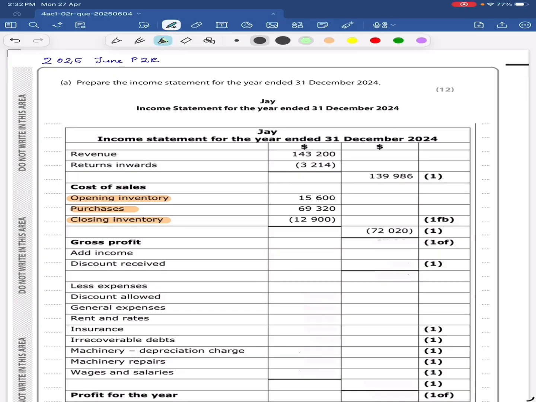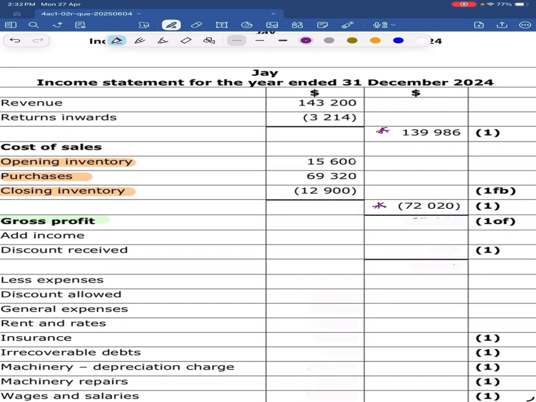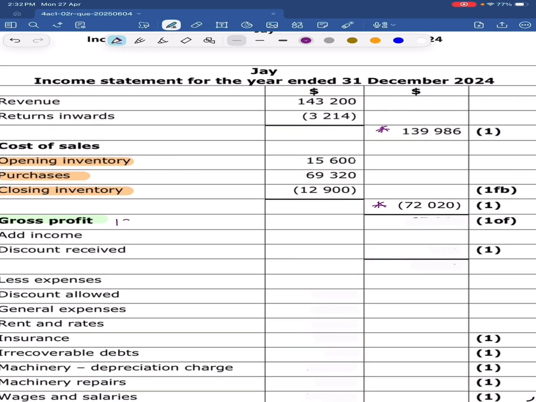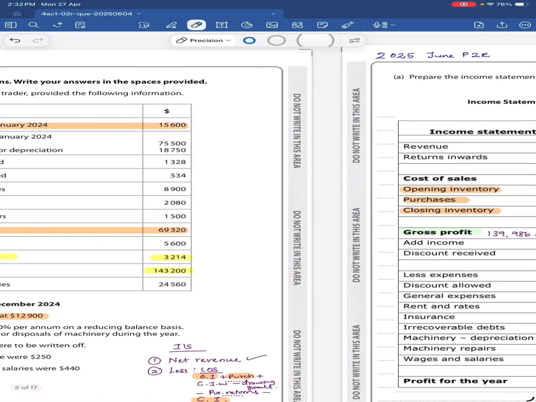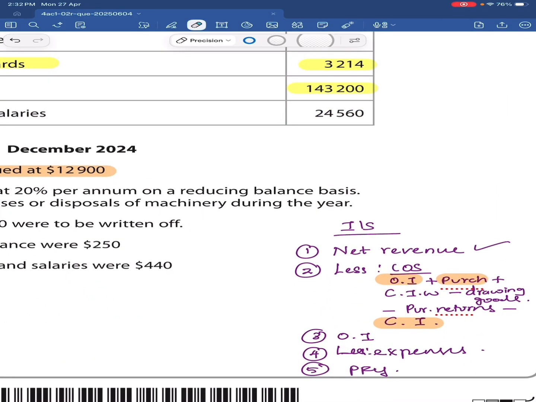Next step is to figure out the gross profit. So how do we find gross profit? From the revenue, take away the cost of sales. So your revenue is 139,986. Take away 72,020. Therefore, you should get 67,966.